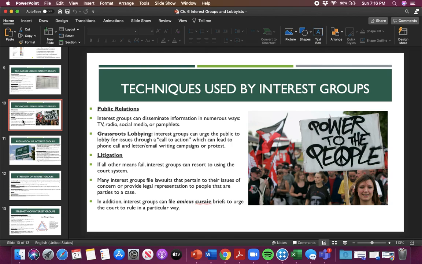A lot of interest groups will also file what are called amicus curiae briefs. If a particular case is being considered in the court system, they'll file briefs to the judges and justices explaining why they should rule a certain way, laying out constitutional arguments, all that kind of stuff as well.